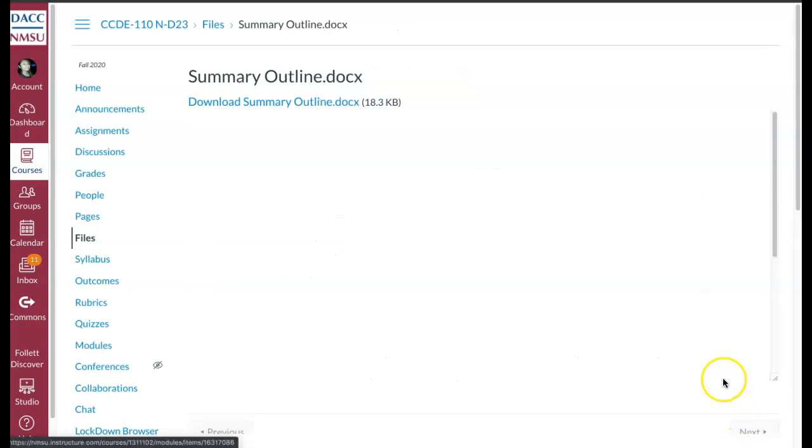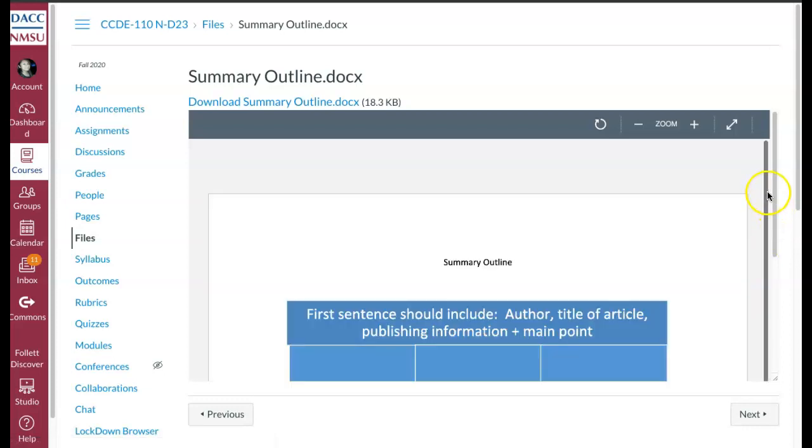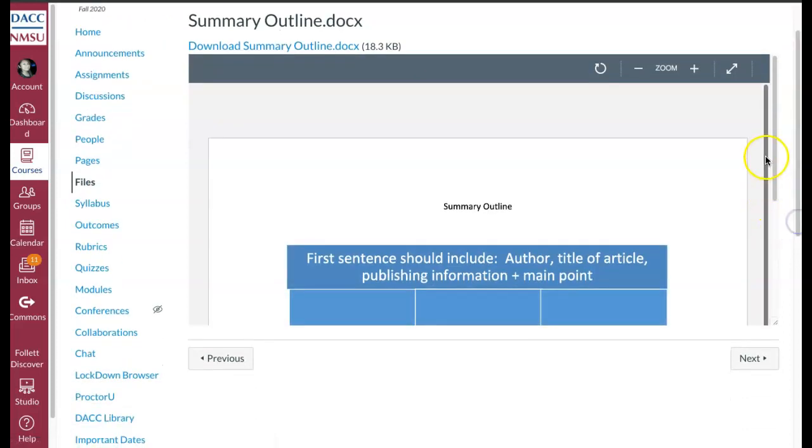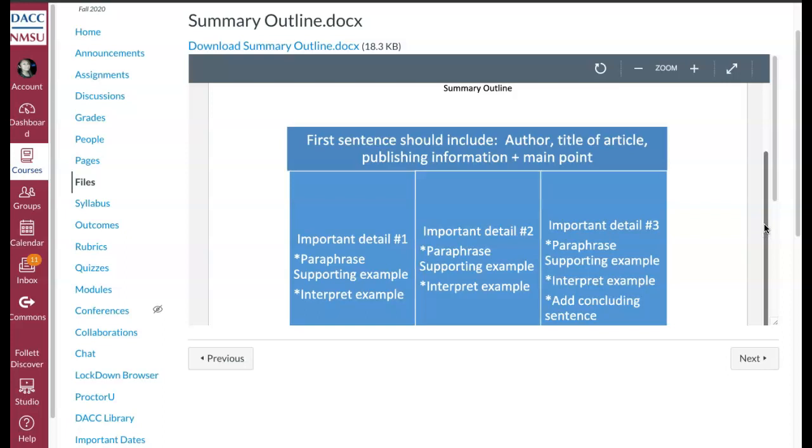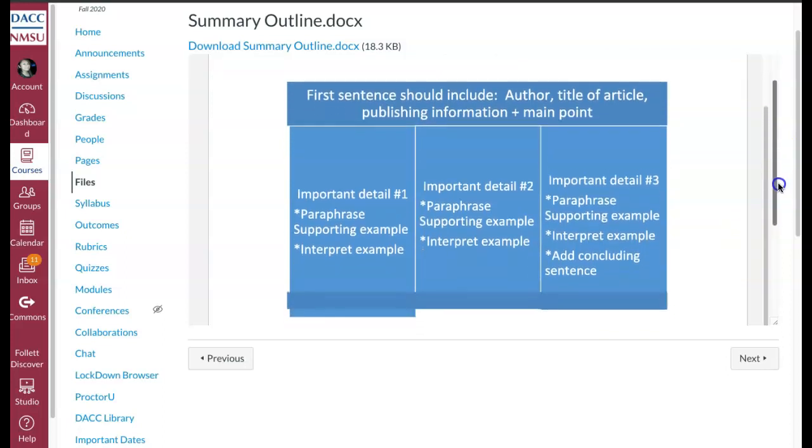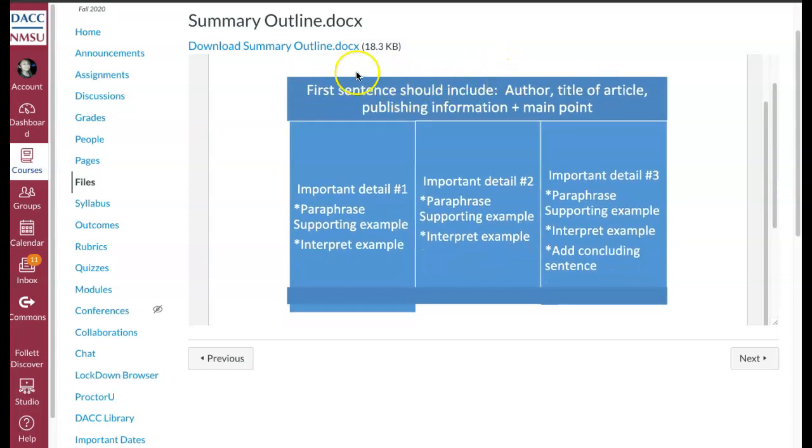Next, I do have a summary outline, and it's pretty straightforward because, like I said, the summary is one paragraph and the response is another paragraph. So if you think about it, what you want is the first sentence that includes the author, title of article, and main point. What I mean by publishing information is sometimes you should put the title of the newspaper. But after you've done that, all you need to do is put like 3 supporting details.